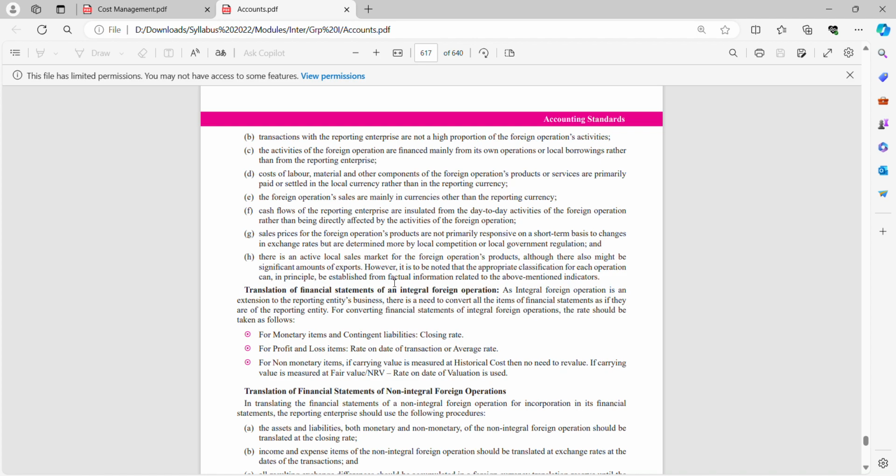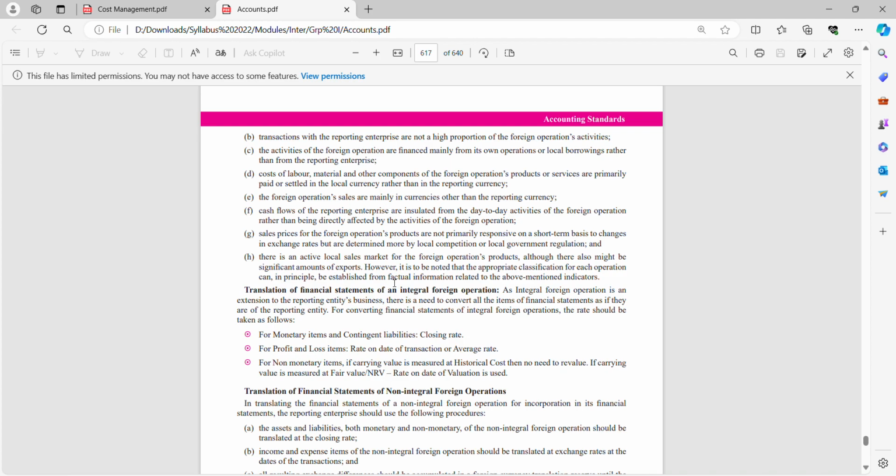You need to convert. An integral foreign operation is an extension to the reporting entity's business. There is a need to convert all your financial statements into the reporting entity currency. If you don't do that, you will not be able to present your financial statements.